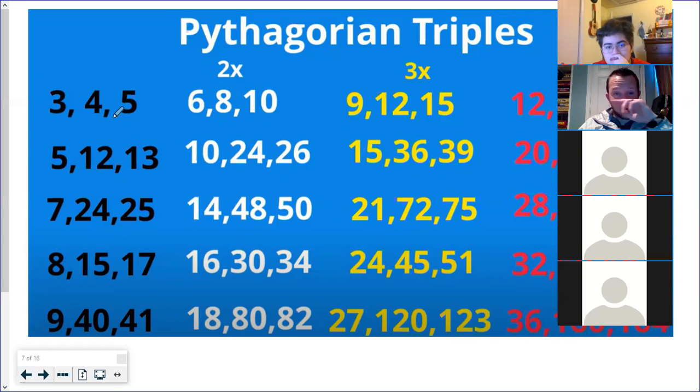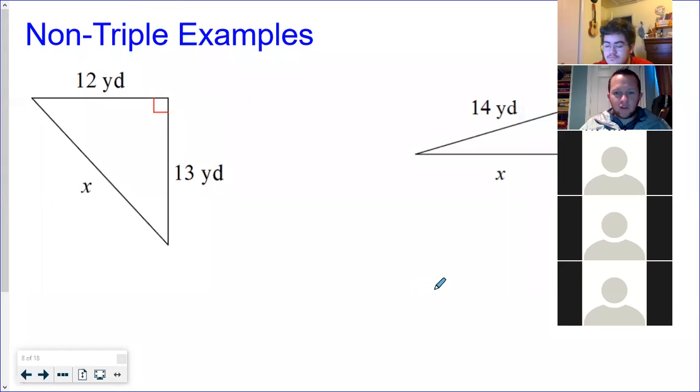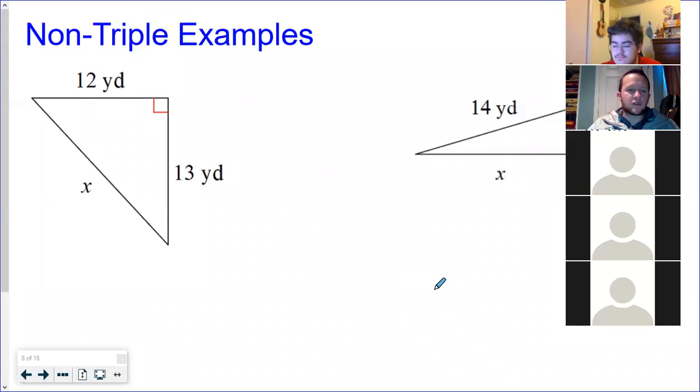But on the ACT, I would recommend you at least have this memorized, because that will save you time. If you're working with a 3, 4, 5 triangle or a 6, 8, 10, you can easily figure out what the other side is without having to do calculations. But let's do a quick example where we don't have perfect triples, perfect numbers. We're going to do this, and then we'll move on to trig ratios, okay?